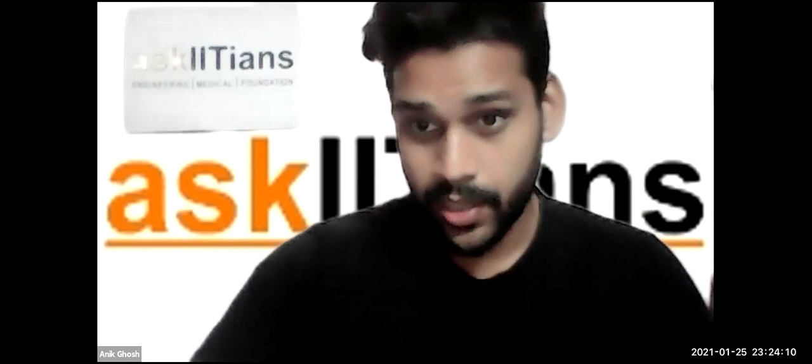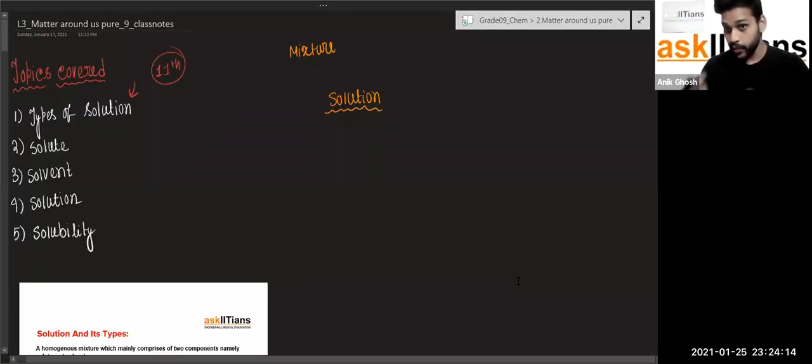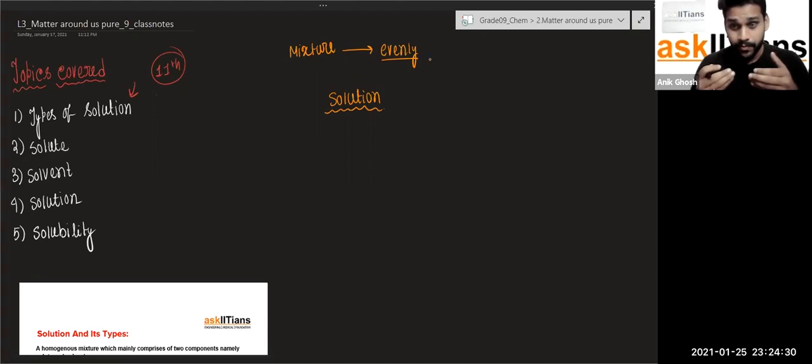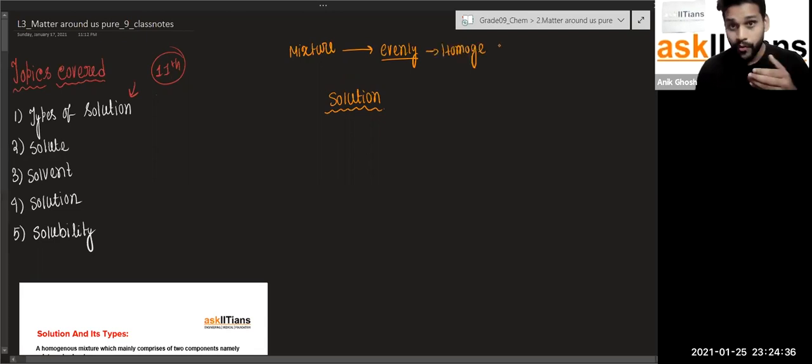Just think about it. If I mix it in such a way that they get mixed evenly, like it happens for salt and water. In salt and water, they get mixed evenly, isn't it? If that is happening, then we call it a homogeneous mixture, isn't it? Homogeneous mixture.